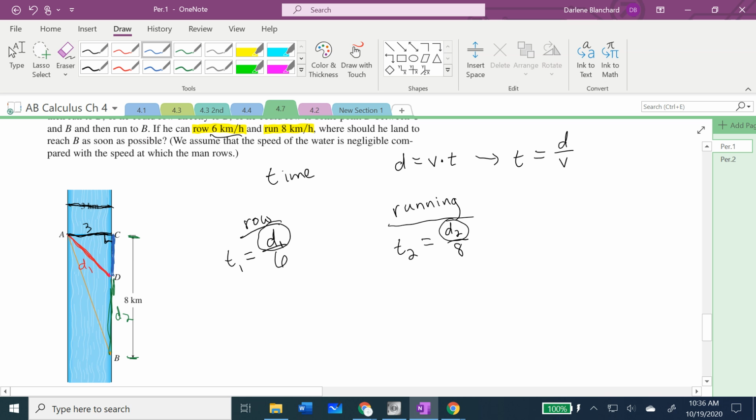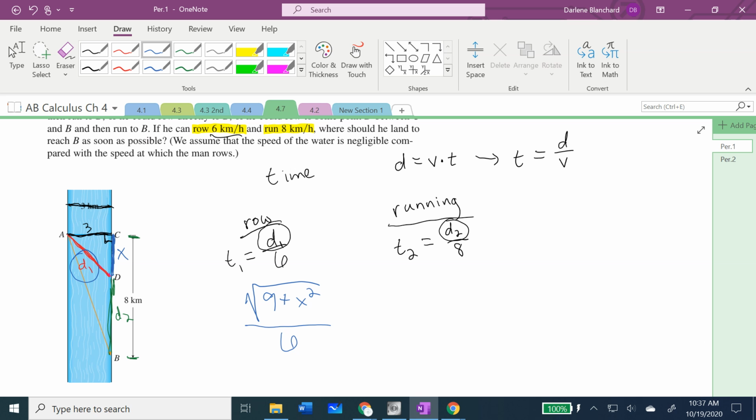So this length right here, we'll put variable x on there. And that means that my formula for distance 1 is the square root of 9 plus x squared using Pythagorean theorem. 3 squared plus x squared. That distance will be divided by 6, and that will tell me how long it takes to row.